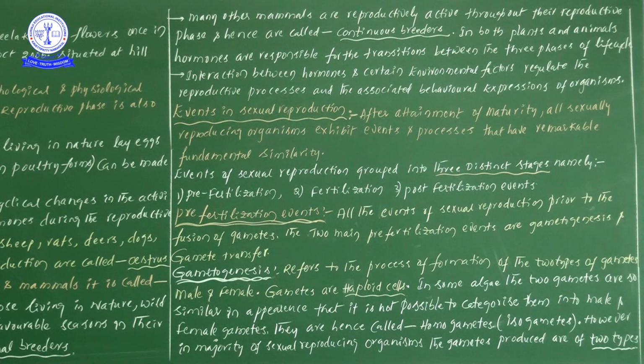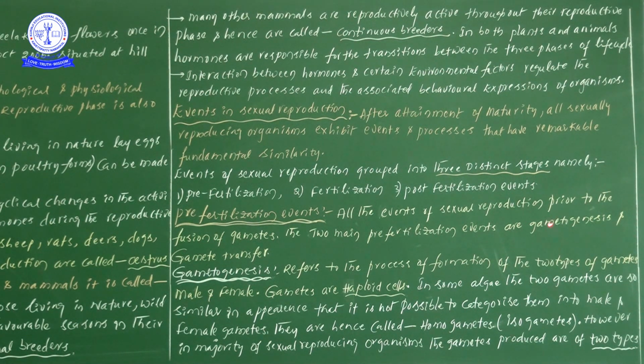Fusion of gametes means, first of all the gametes must be formed, later these two gametes must reach each other, later these two are fused together, later zygote formation. So in pre-fertilization events, the two main pre-fertilization events are: one is gametogenesis and one more is gamete transfer. First one is gametogenesis and second one is gamete transfer.